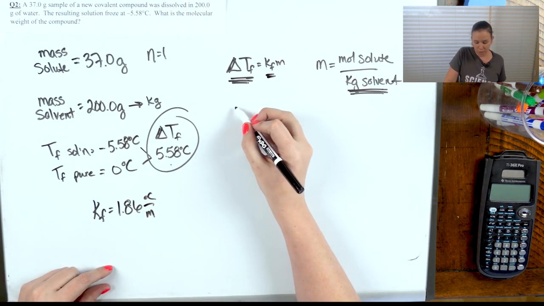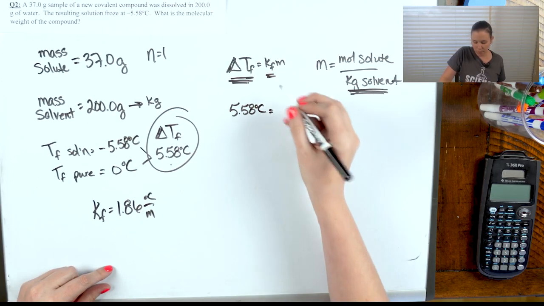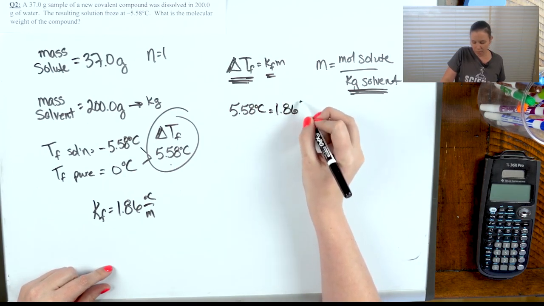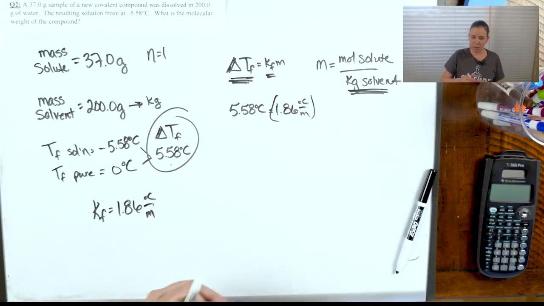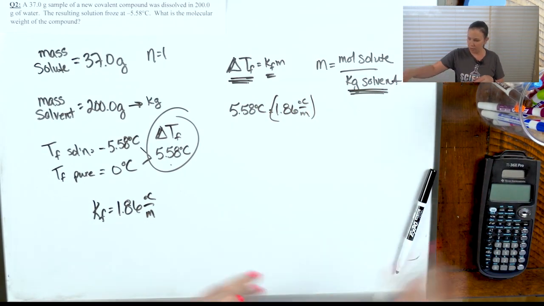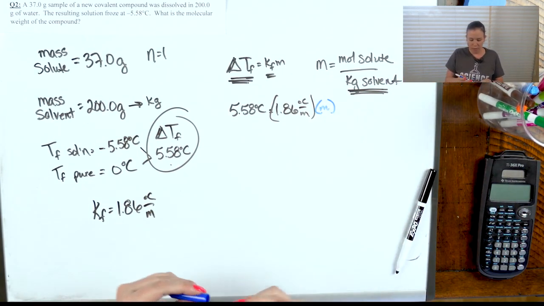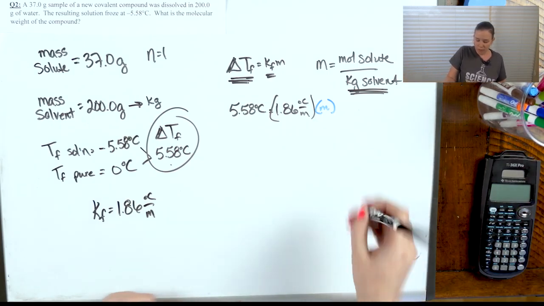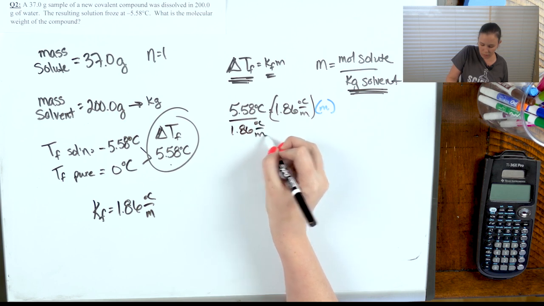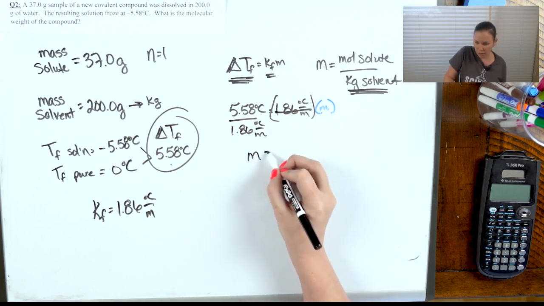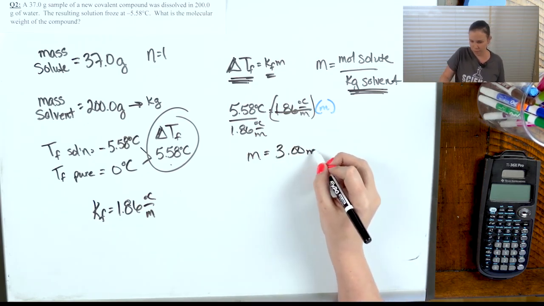So let's plug those in. Delta T of 5.58 degrees Celsius is equal to my KF of 1.86 degrees Celsius per molality. And then I'm solving for the molality. And again, I'm going to put that in a different color so that I can make sure not to cancel a variable with a unit. So now to isolate this variable, I'm dividing by the KF, 1.86 degrees Celsius per molality. And so I get a molality of 3 with 3 significant figures.